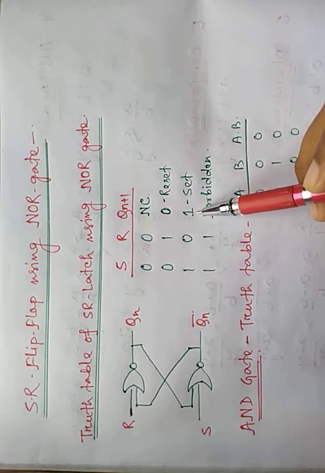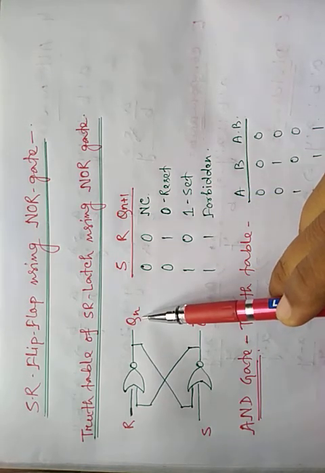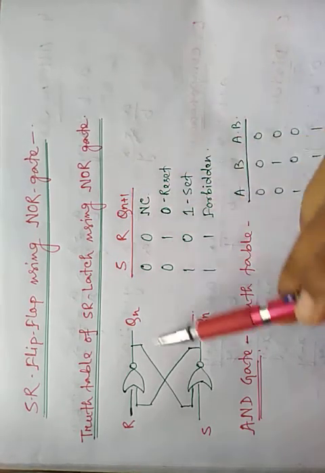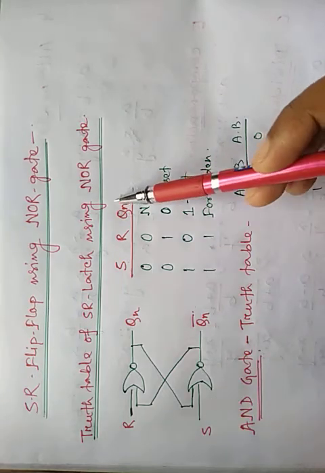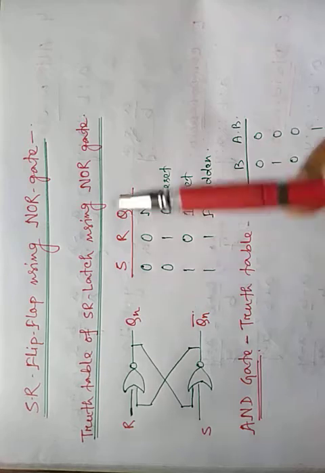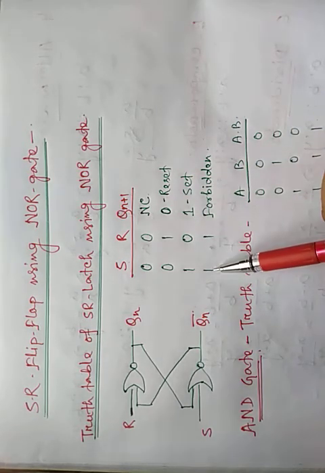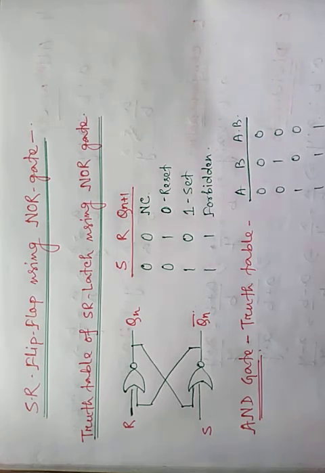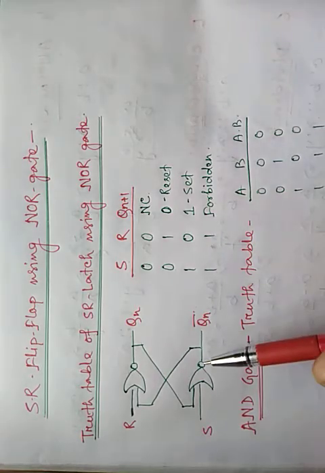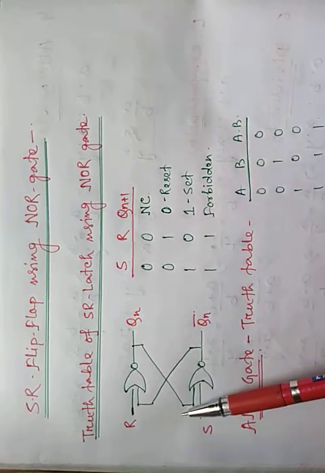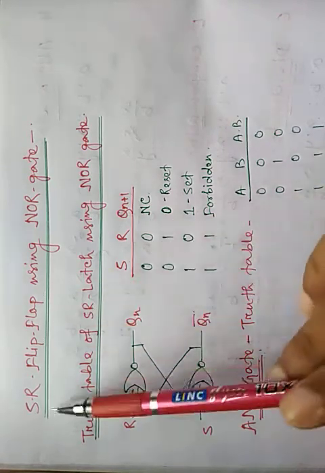That is state. Here it is Qn. Qn means the current state, and Qn plus 1 is the next state. When the input changes, the output becomes Qn plus 1 and its present state is Qn. And when both the inputs S and R are 1 and 1, then the state is the forbidden state. Forbidden state means this state is not acceptable. So this truth table and this circuit we have already learned in our previous video. Now we are going to learn SR flip-flop.